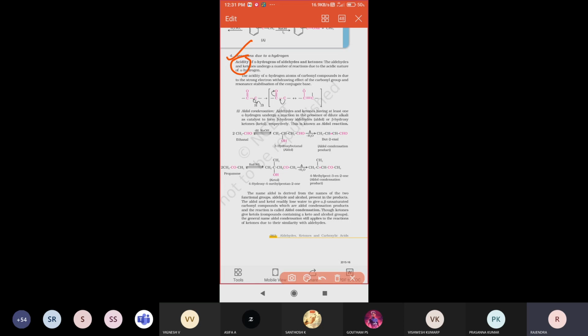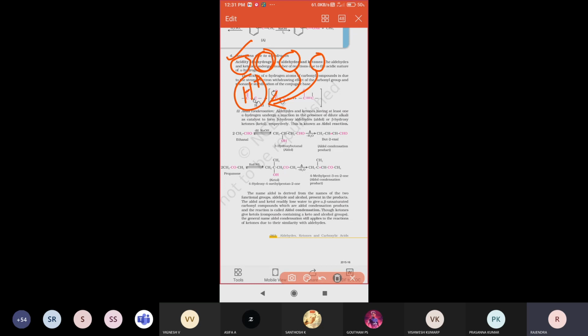Acidity stands for H+ ions. H+ ions must be present, which means the alpha hydrogens of aldehydes and ketones. For either an aldehyde or a ketone, the alpha carbon atom must have acidity, meaning an H+ ion must be available. Only such compounds will participate in these reactions.